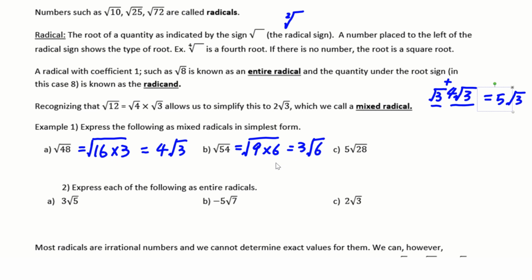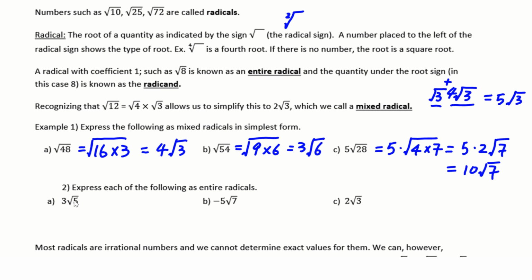So you are looking for the perfect square number. Next, 5 square root 28. 28 we could write as 4 times 7. 4 is a perfect square number. So 5 times square root 4 gives you 2, then square root 7. We have 5 times 2 is 10, so 10 square root 7.